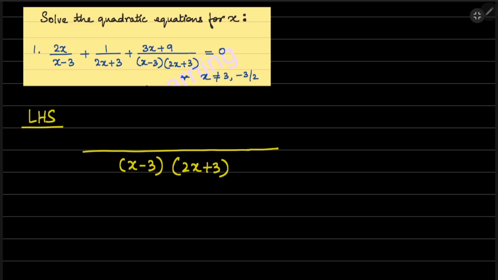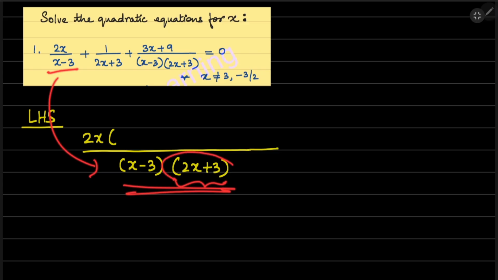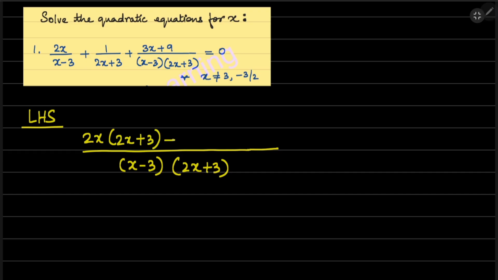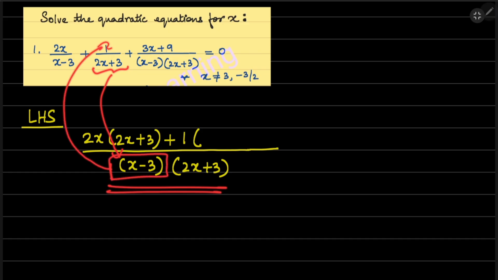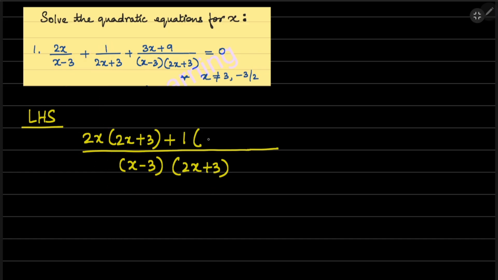and the very first term would be 2x multiplied by, see, x minus 3 multiplied by 2x plus 3 will give you this term. So this 2x plus 3 multiplied by 2x, the numerator term, is what you have to do. So 2x multiplied by 2x plus 3 plus 1 multiplied by, again the same way, 2x plus 3 multiplied by what will give you this? You don't have this term x minus 3. So x minus 3 multiplied by 1 will be your numerator.